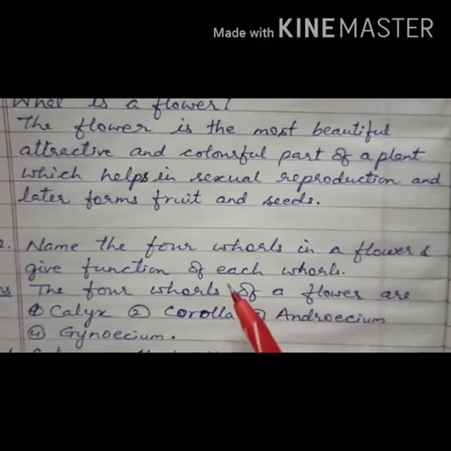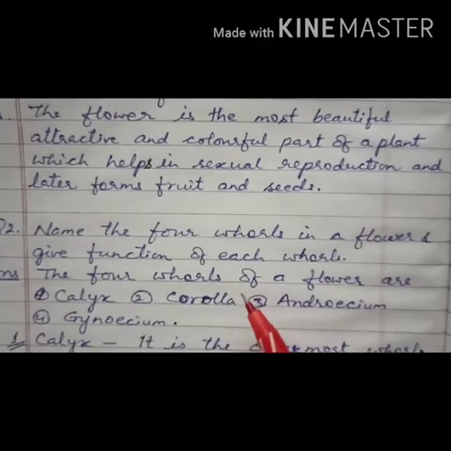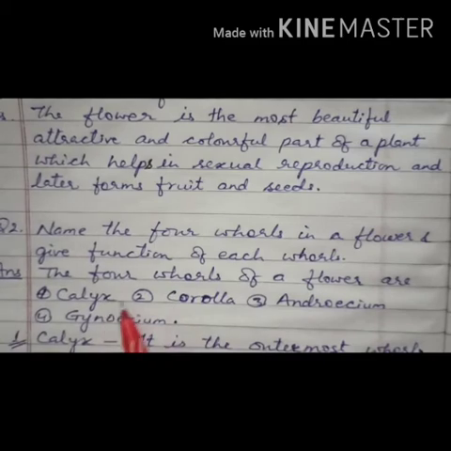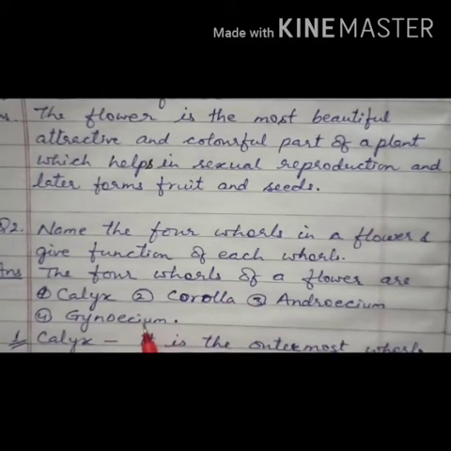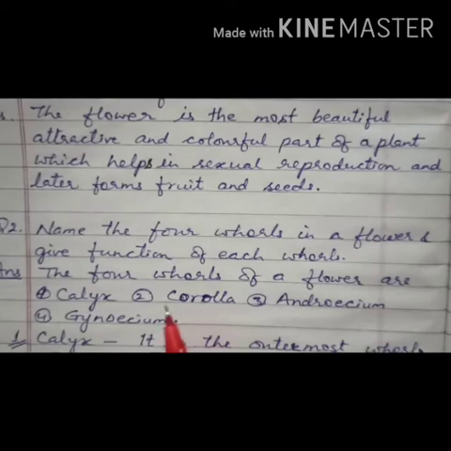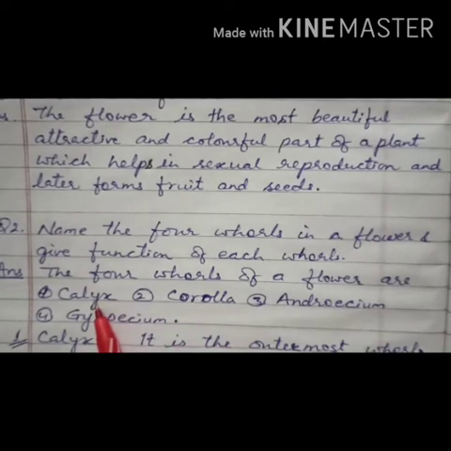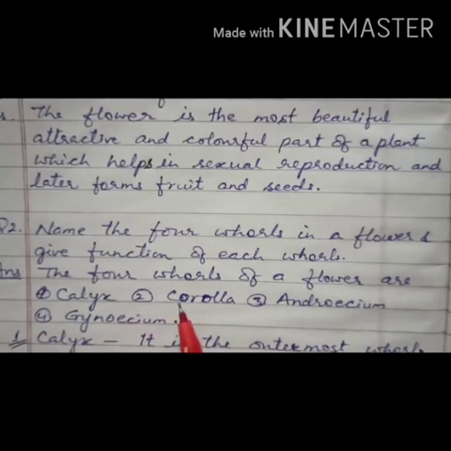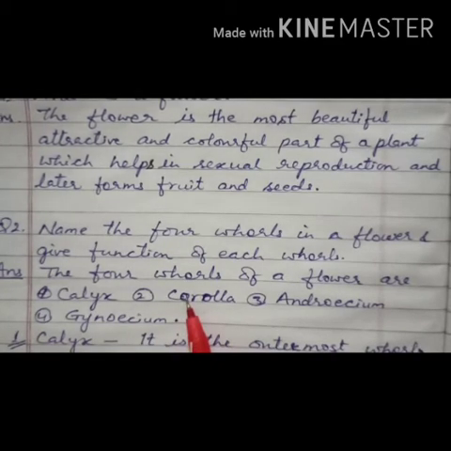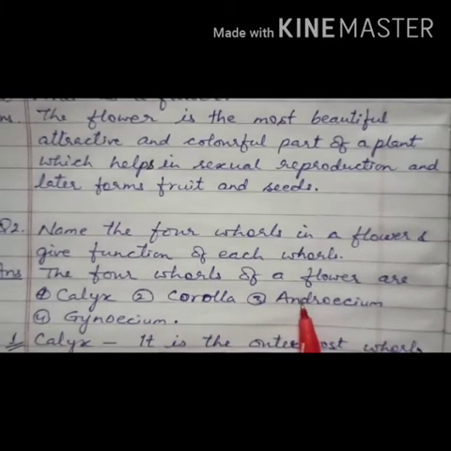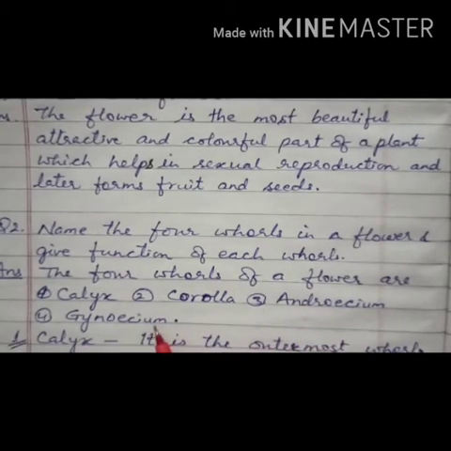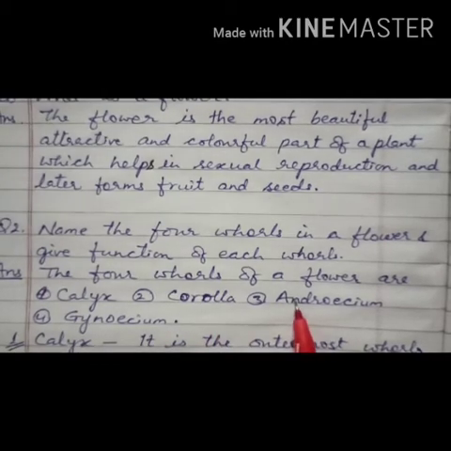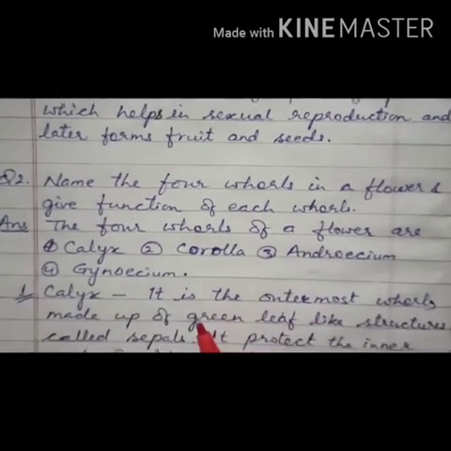Actually each flower has 4 main whorls, or 4 main parts. They are called calyx, corolla, androecium and gynoecium. Calyx is the sepals, that green part, and corolla is the colored petals. These two are non-essential parts of the flower, right? But androecium is the male part and gynoecium is the female part of the flower, which are the essential parts of a flower.